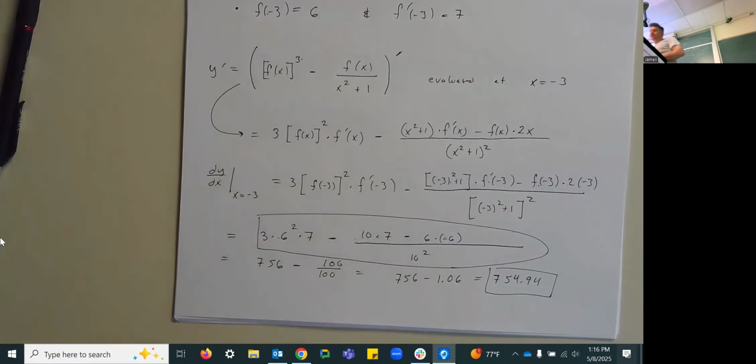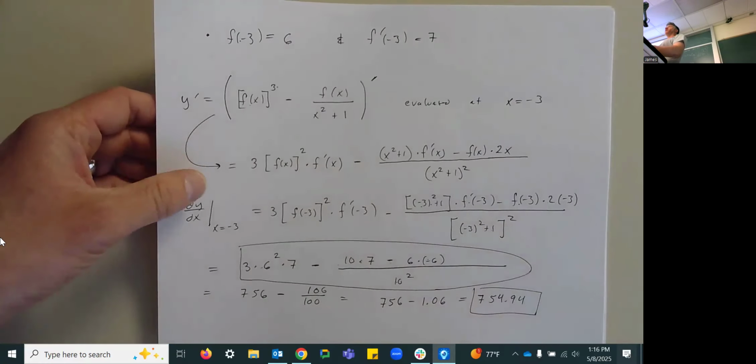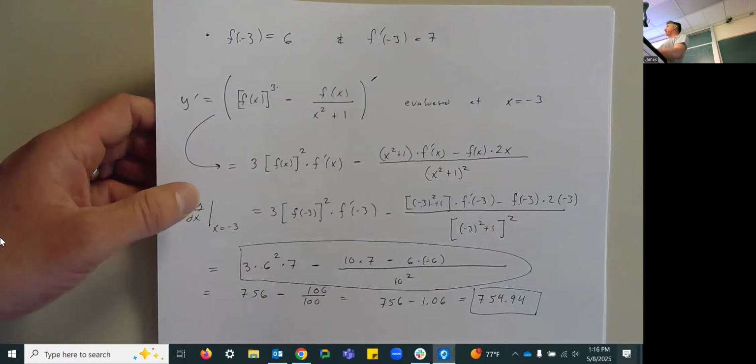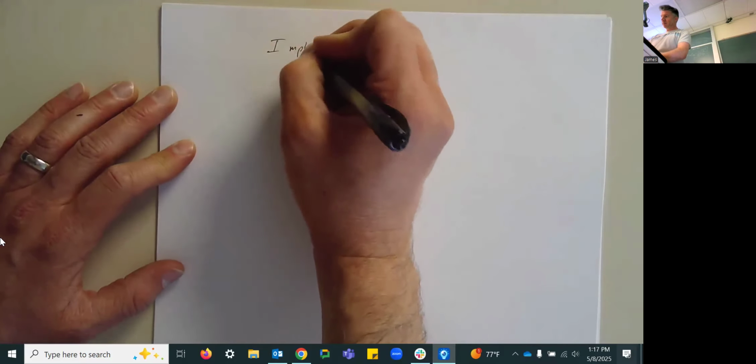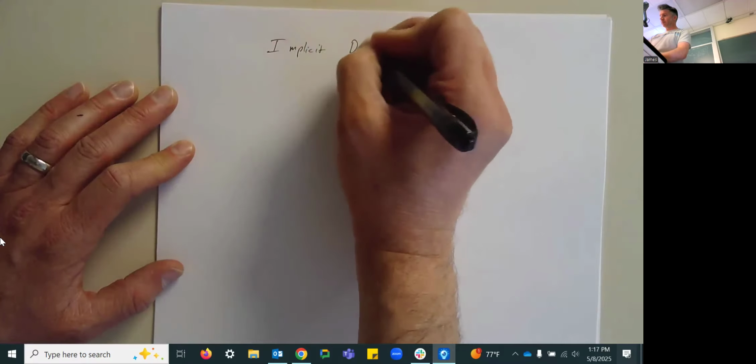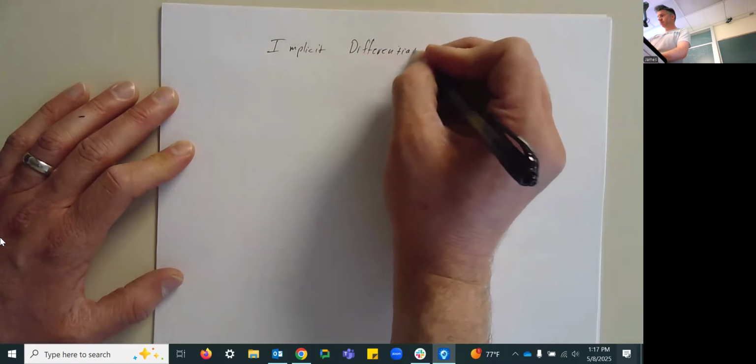So let's spend the last few minutes here talking a little bit about implicit differentiation. That's certainly what's coming up next, or some of you are already getting to. So implicit differentiation.